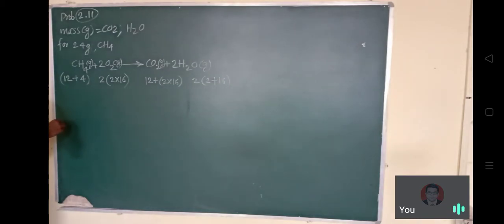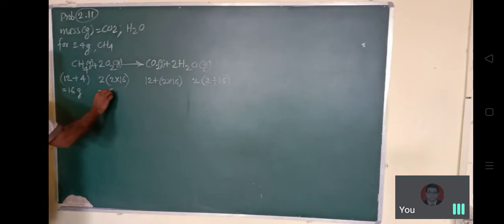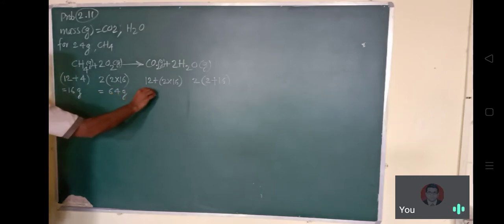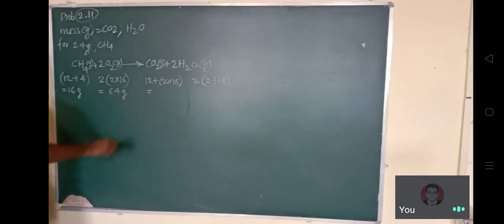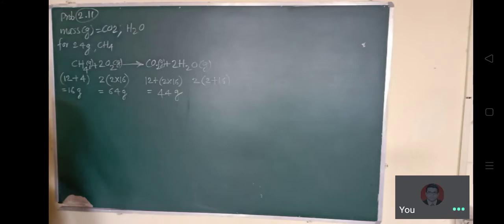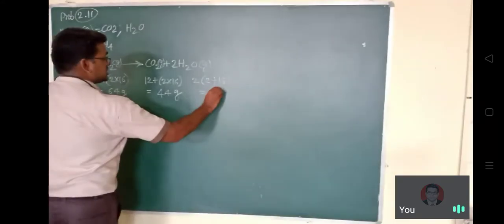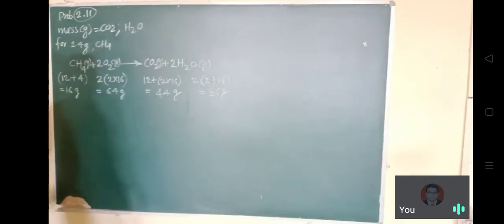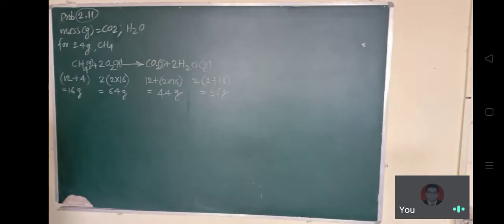So here 12 plus 4 equals 16 gram, this equals 64 gram, this equals 44 gram, and this equals 36 gram. Based on the law of conservation of mass, the mass of the reactants equals the mass of the products. It is satisfying this condition right now.